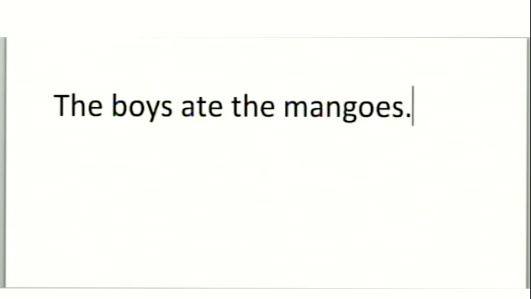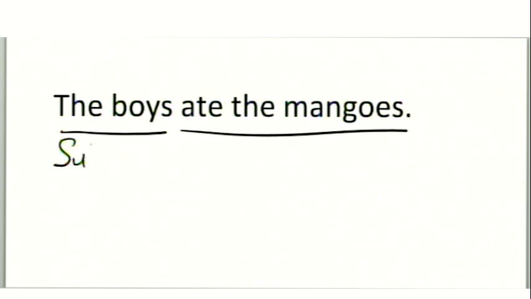Good. If you look at this clause, we said a clause has a subject and a predicate. What is the subject here? The boys. Because it is performing the action of the main verb in the sentence. And what is the predicate? Ate the mangoes. The predicate is from the main verb to the end of it. So we have our subject, the boys, which is a noun phrase. And then we have our predicate.